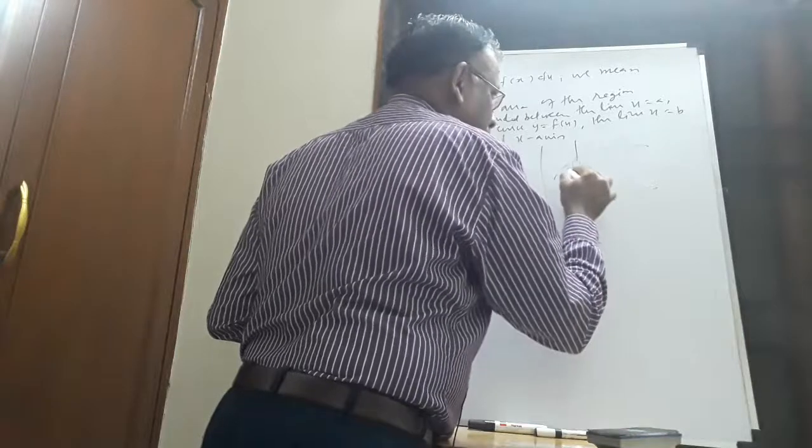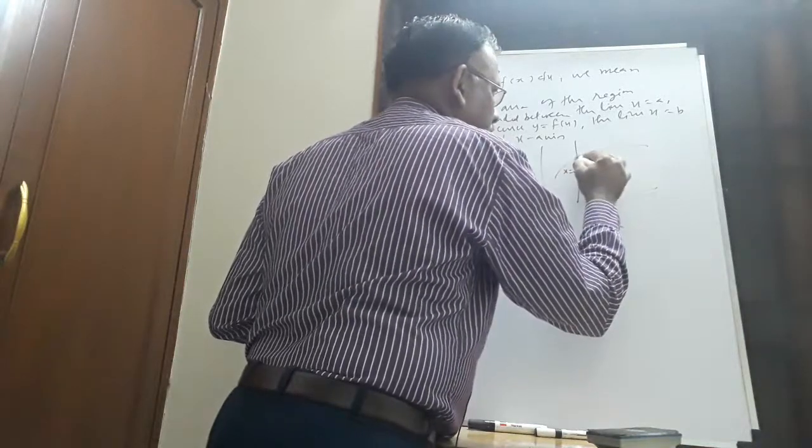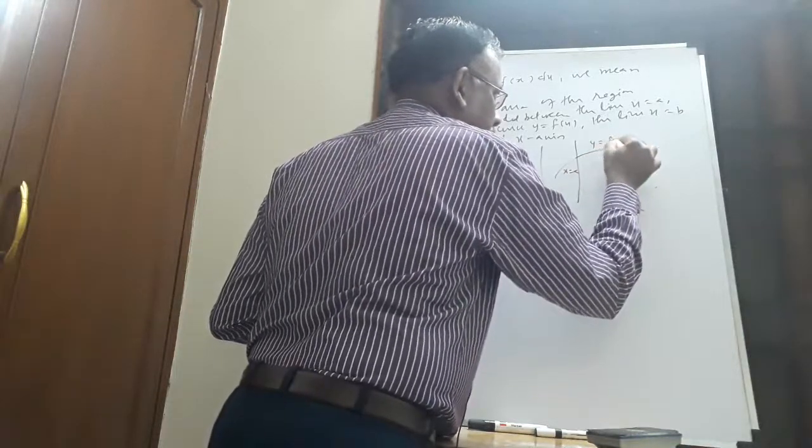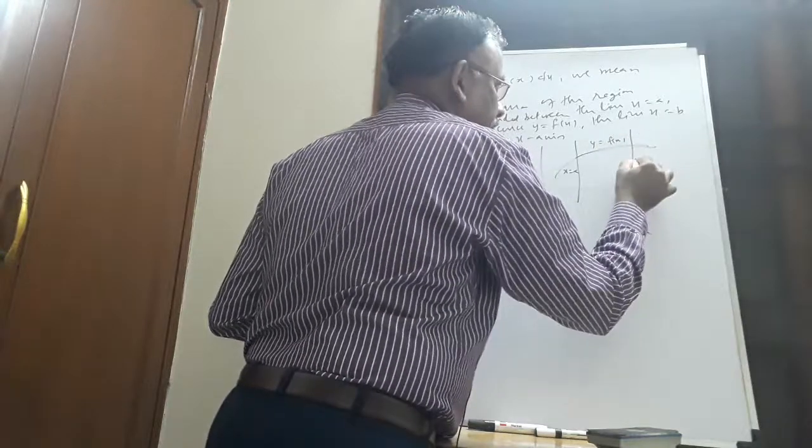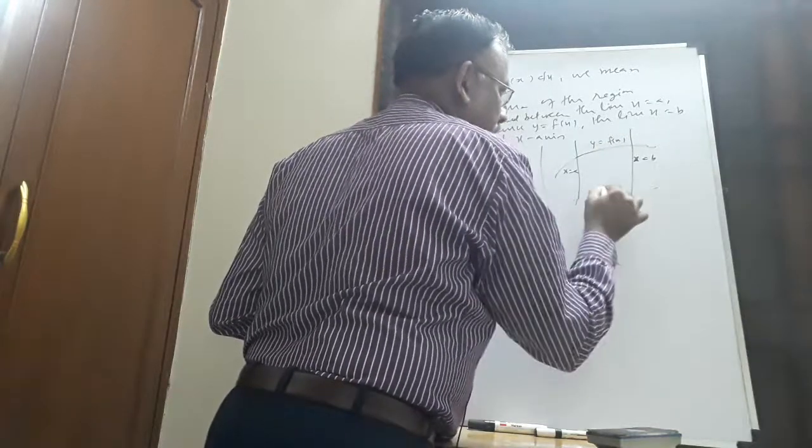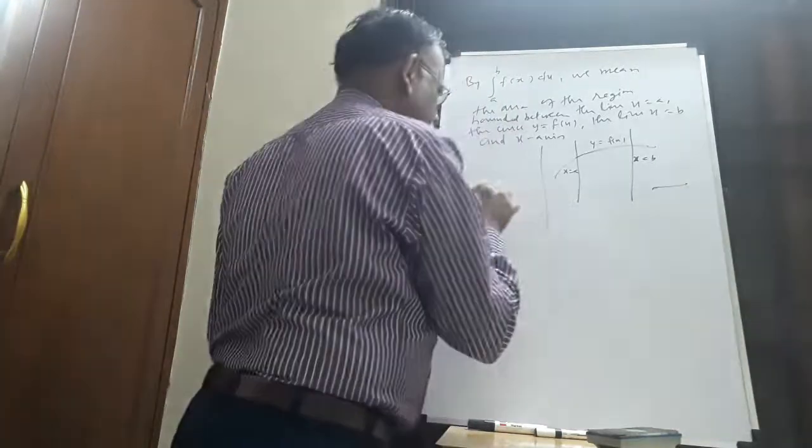This is my line, let us say x is equal to a. This is my curve, y is equal to f of x. This is my line, x is equal to b. And this is my x-axis anyway. This is the x-axis I have drawn.